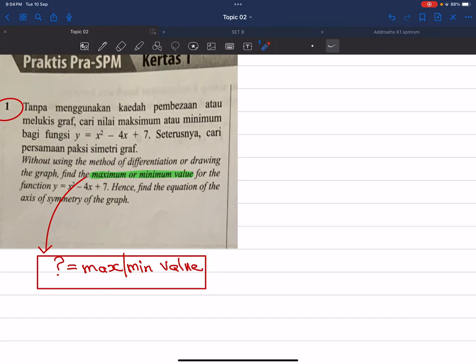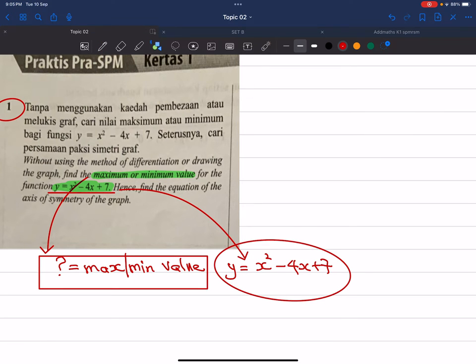Next, for the function y equals x squared minus 4x plus 7. So we are given the function. I'm going to write down the function, which is y equals x squared minus 4x plus 7.